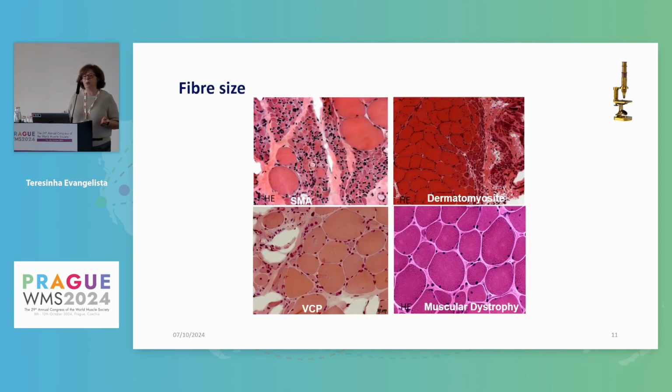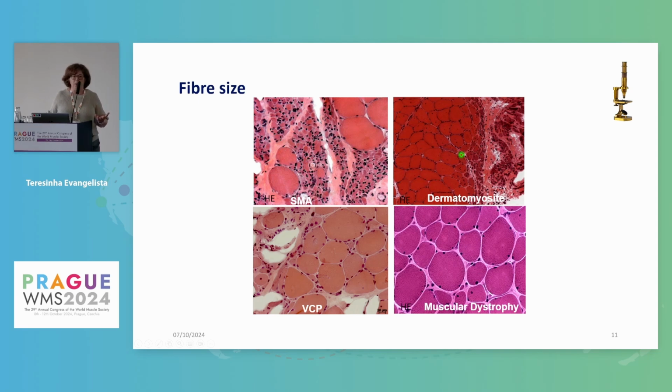So then we go and we look into the fiber size. These images are completely different from the ones I showed you of a normal muscle. Here the fibers are all irregular. They have a huge variability of fiber size. I've just put two very specific patterns. In this one, you see these fascicles are completely atrophic, and you have fibers that have a larger size. And this is quite typical of SMA, for instance.